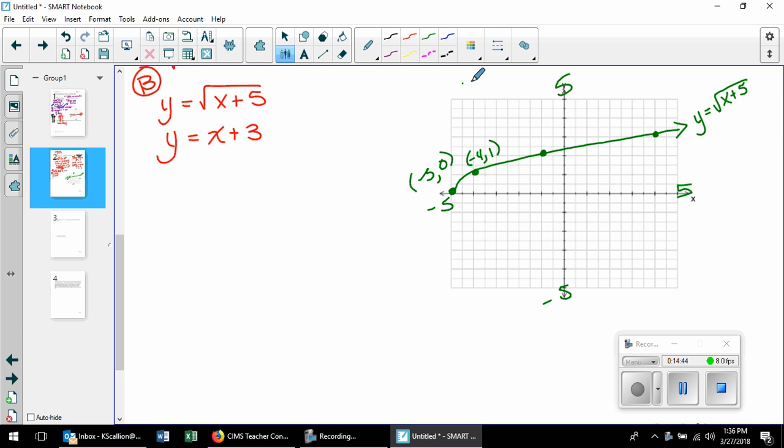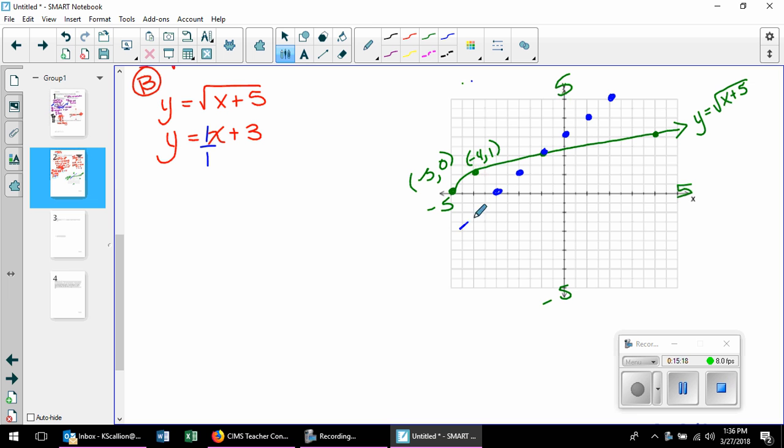So for this one, nice linear function from grade 10. I'm going to cross at positive 3, and the slope is negative 1 over 1. So down 1 over 1, down 1 over 1. Oh my goodness. Oh my goodness.